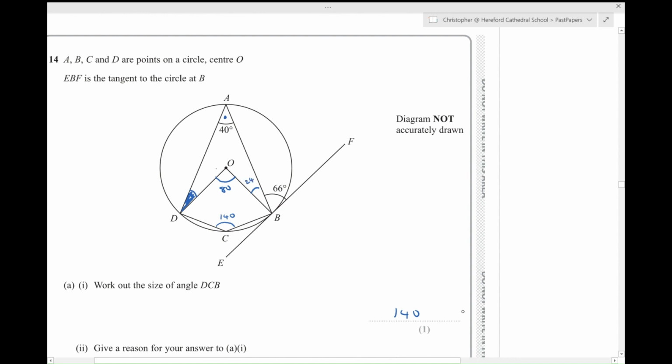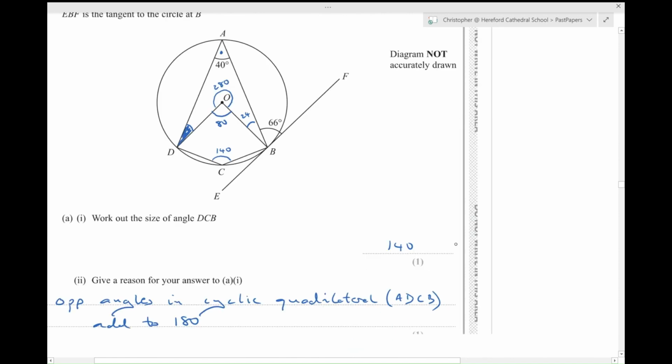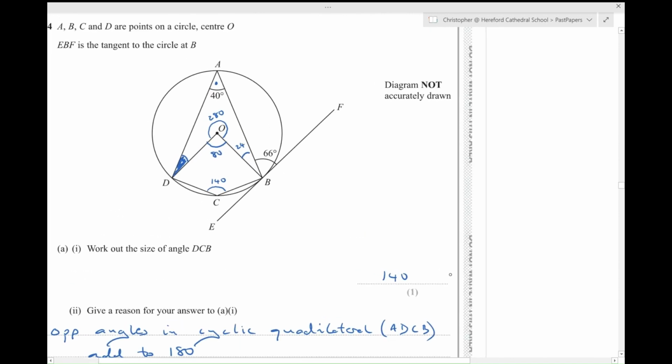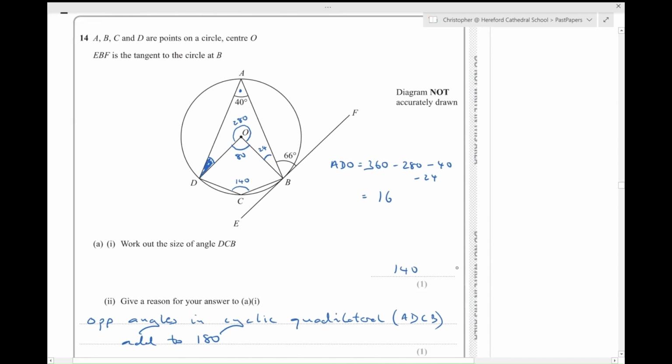Now if this angle at the centre is 80, then this angle all the way around here is 360 minus 80, 280. And now, haven't I got a quadrilateral? I've got the angle at A, which is 40, the 24, the 280, and my mystery angle. So my mystery angle, that is ADO, must be 360, the total number of degrees in a quadrilateral, minus 280, minus 40, minus 24, which gives me ADO of 16. And that is question 14 complete.